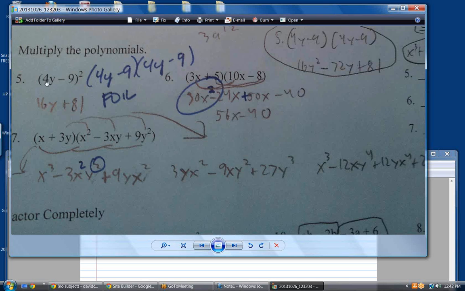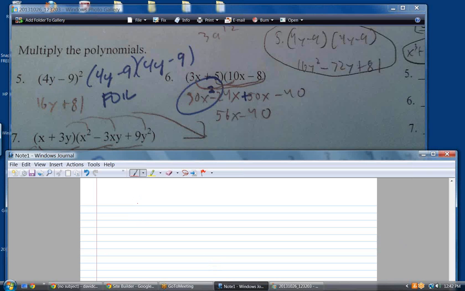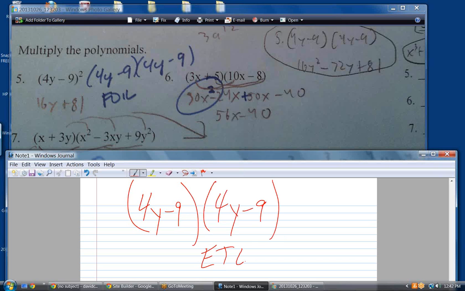So multiplying, when we have 4y minus 9, quantity squared, that's exactly what it is. It's 4y minus 9 times 4y minus 9. You can FOIL those or use every term by every term, what I call ET. Go ahead and do it whatever way you know how to do it. Use either FOIL or ET. What do we get?